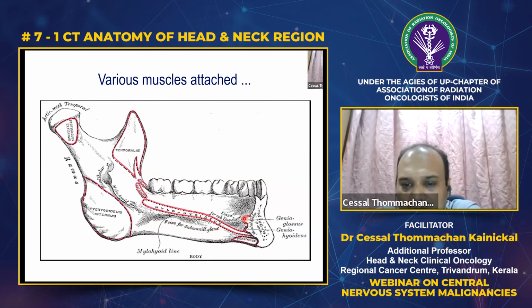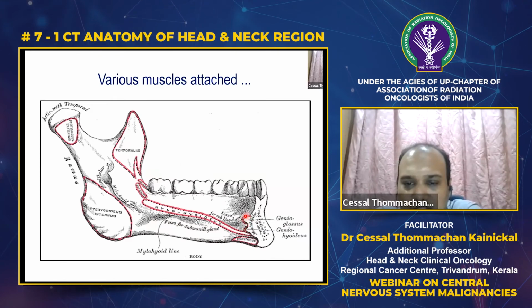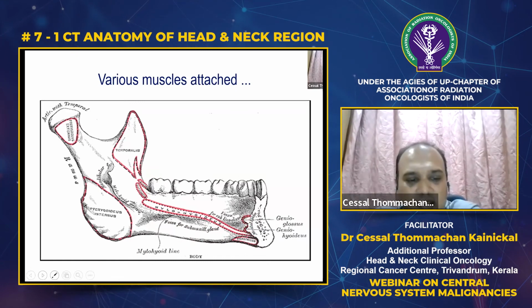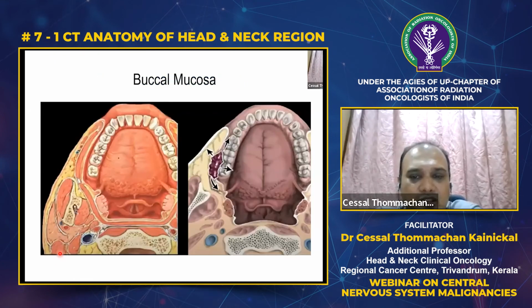So you have the insertion of two muscles. I told you that there are the tubercles. The superior one is the origin for the genioglossus muscle. The inferior one is for the geniohyoid. Okay. If you understand this much, then you will be able to understand the various muscles here.